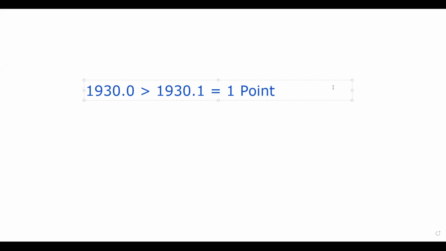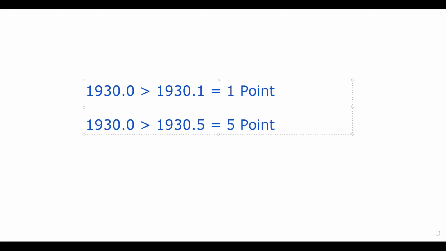Now, if it goes from 1930.0 to 1930.5, this is 5 points. If it goes from 1930.0 to 1931.0, this is 10 points.